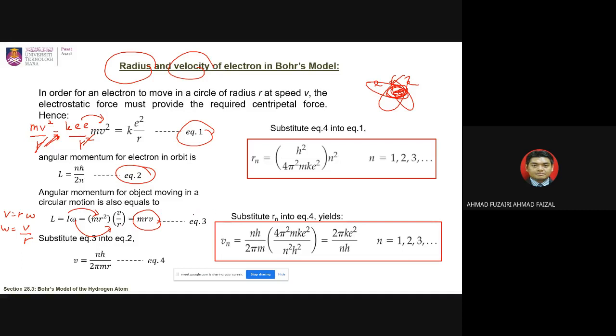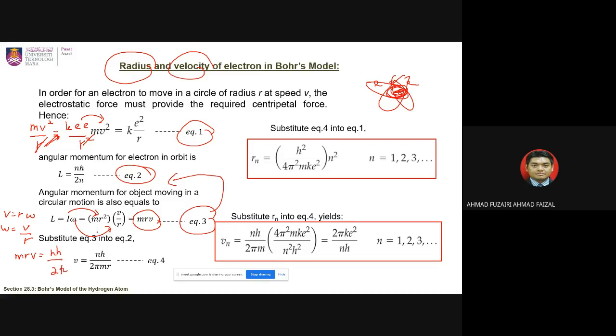Substituting equation number three into equation number two, we will substitute that where r is, and we will get mrv equivalent to nh over 2 pi.